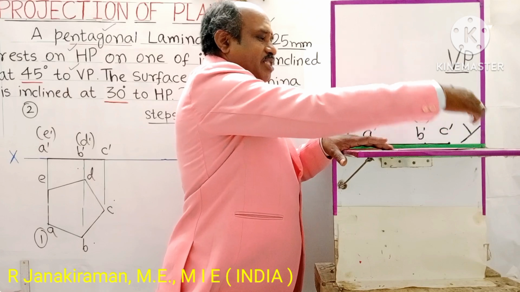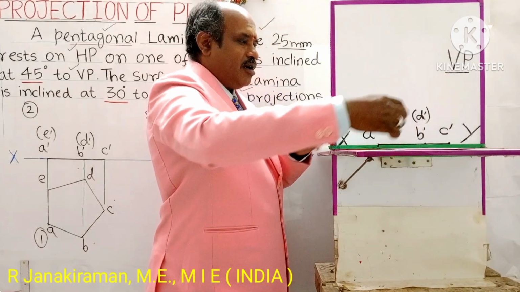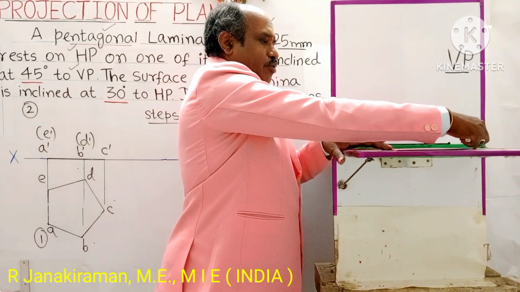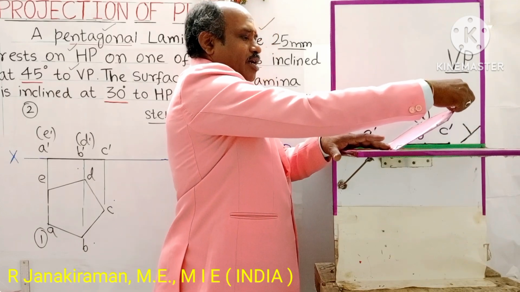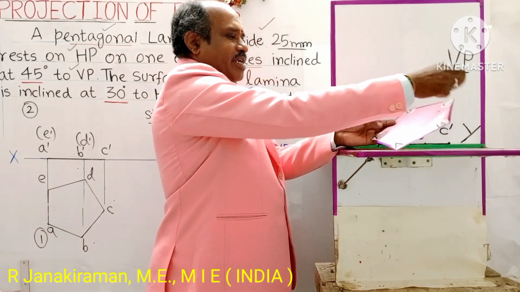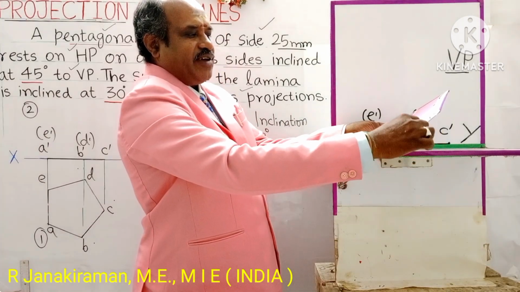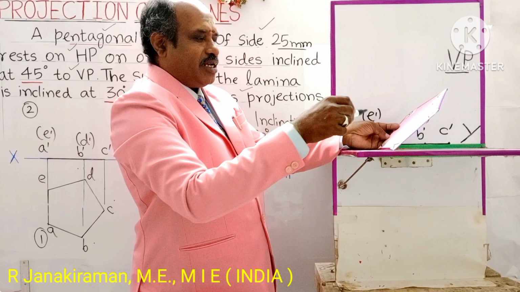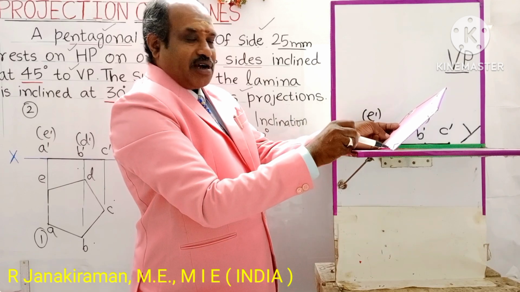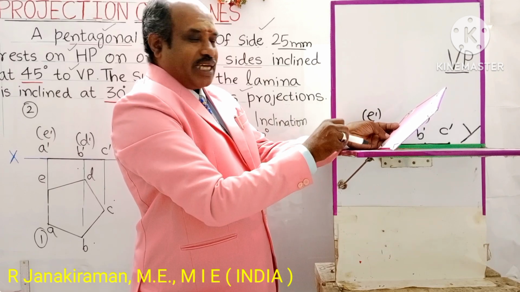Lying on HP is considered as 0 degree. So I have to tilt this 0, 10, 20, 30. So this is a 30 degree inclination. This angle is called the surface inclination angle, 30 degree, inclined to HP. As this is the horizontal plane, AE is the side resting on HP. Rest means it touches the HP.